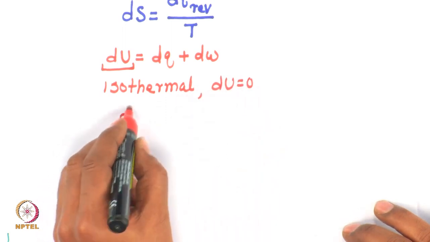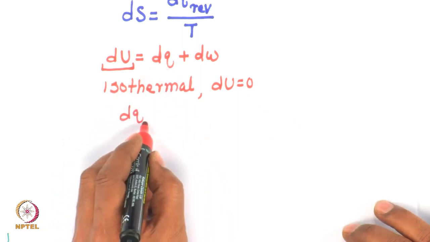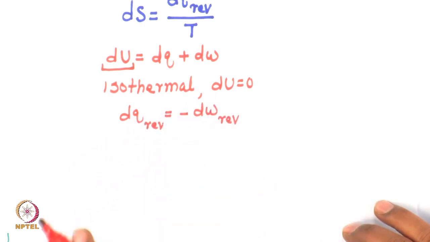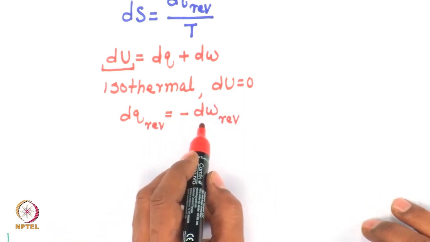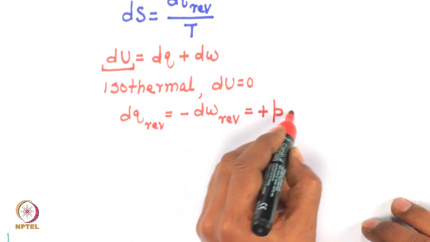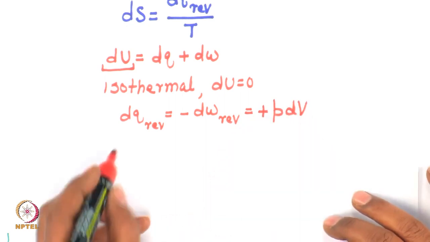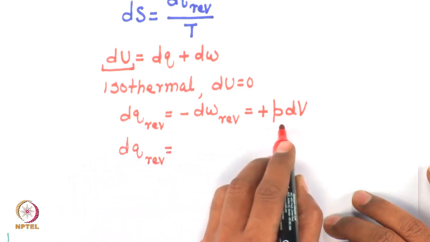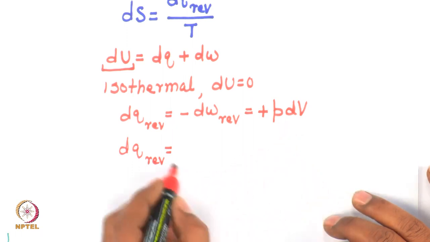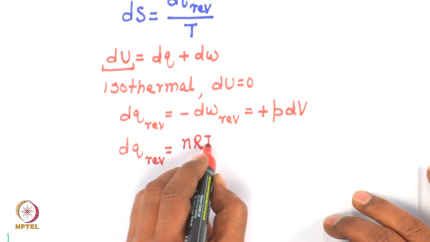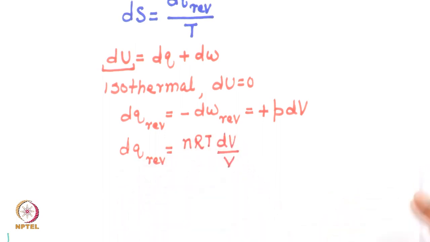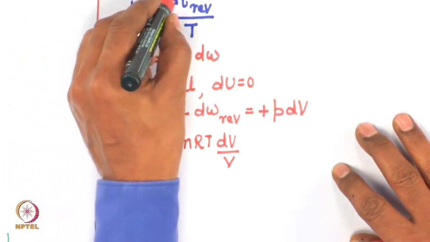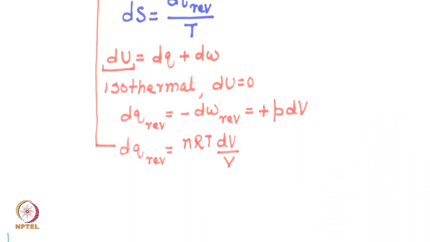So, therefore, what I have is dq, if I put the reversible sign, equal to minus dw. Let me again use reversible, and dw is minus pdV, so it becomes plus pdV. In other words, dq reversible is equal to, here for p use the ideal gas equation, pV is equal to nRT. So, p is equal to nRT by V, and dq reversible is nRT dV by V. This is what we get, and this I will now substitute over here, and let us see what we get.